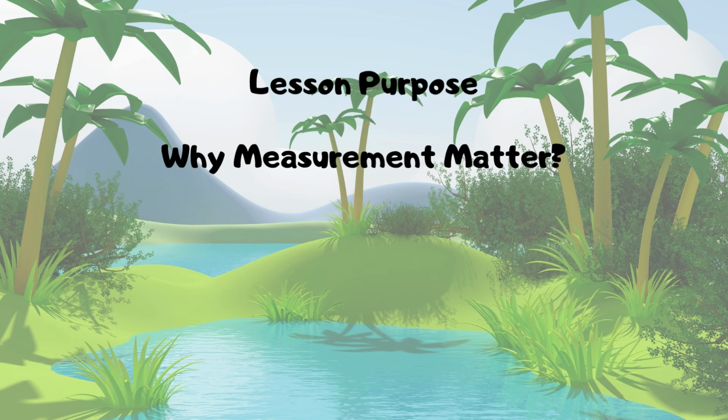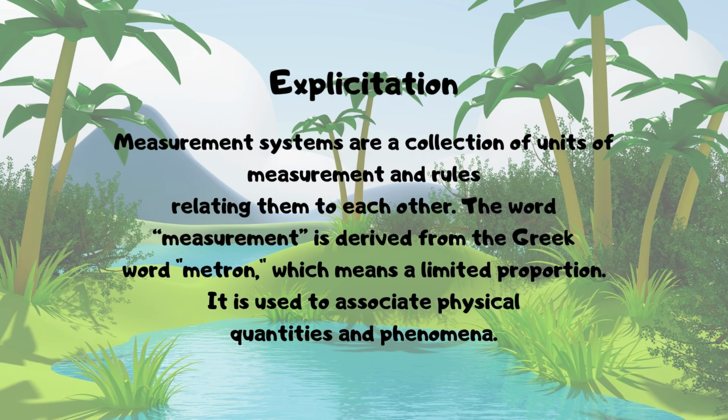For the lesson purpose, why does measurement matter? Now let's explore the different systems of measurement. Measurement systems are a collection of units of measurement and rules relating them to each other. The word measurement is derived from the Greek word metron, which means a limited proportion. It is used to associate physical quantities and phenomena.